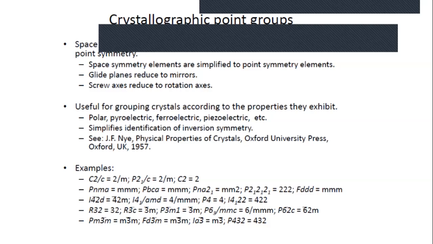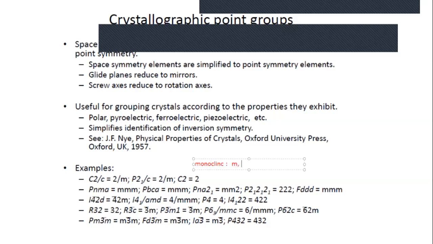P21 upon C would be in the point group 2 upon M, because again, you reduce the screw axis to a twofold and you reduce the C to a mirror plane. And of course, C2 would be in the point group 2 for C2. And so there are actually 4 point groups for monoclinic. So monoclinic, I'm just going to do monoclinic to show you, but monoclinic has 4 point groups.